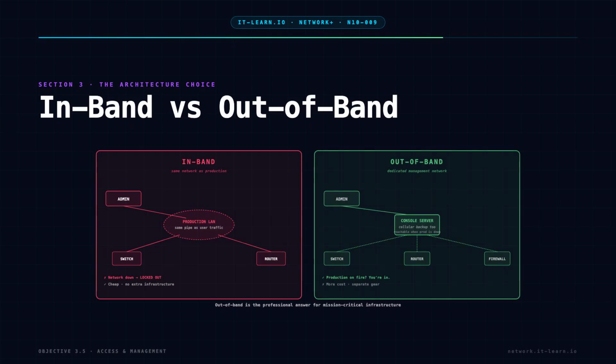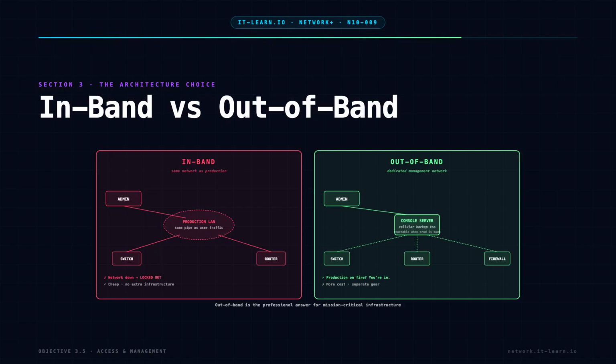Production network on fire, you can still reach every device, make changes, troubleshoot, recover, without needing to physically drive to the data center. The trade-off is cost and complexity. A separate management network is more gear, more wiring, more things to maintain. But for mission-critical infrastructure, hospitals, banks, ISPs, out-of-band is non-negotiable.